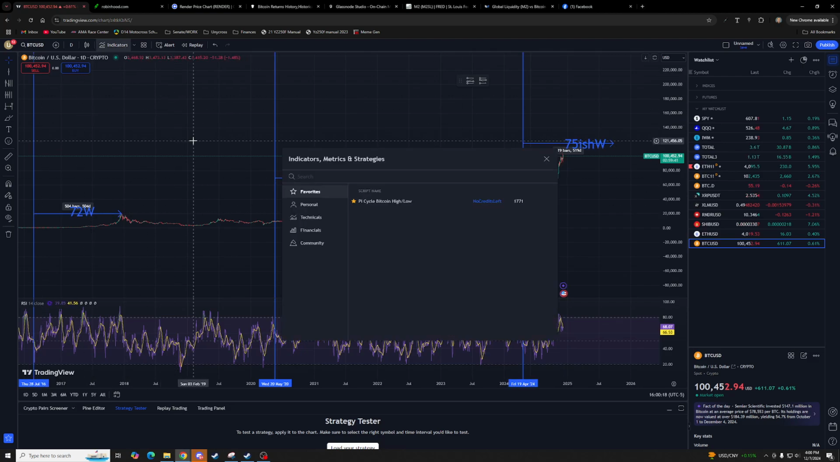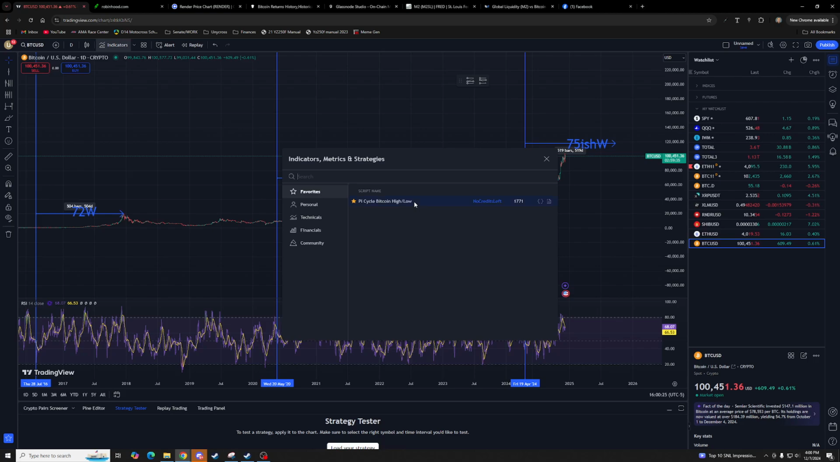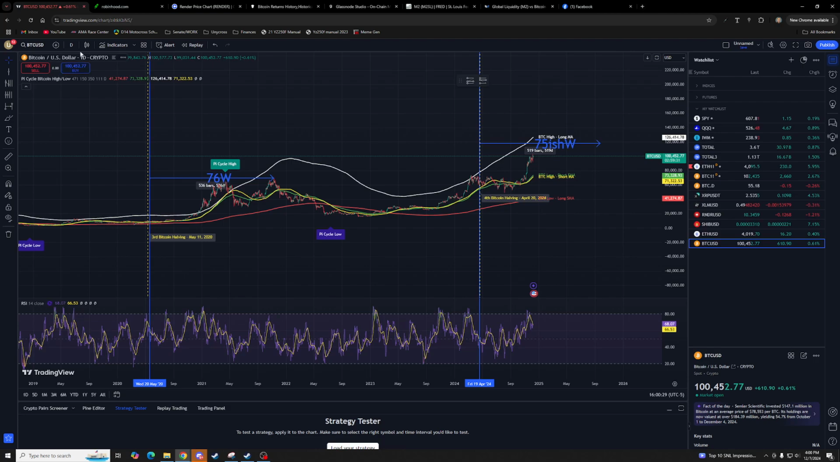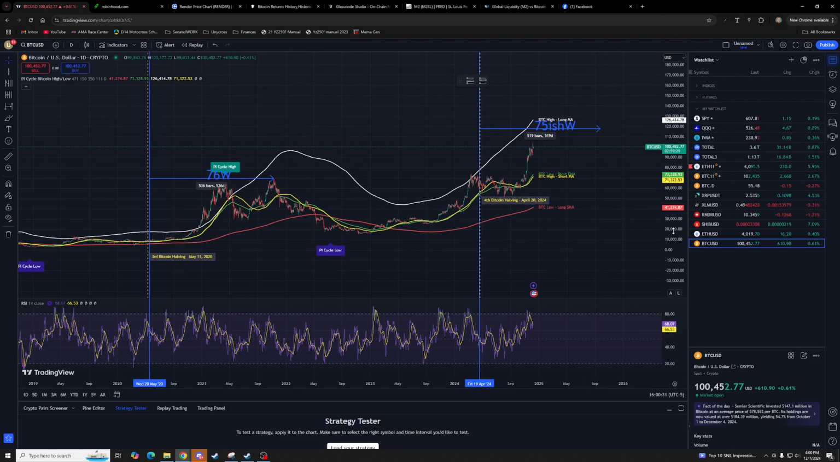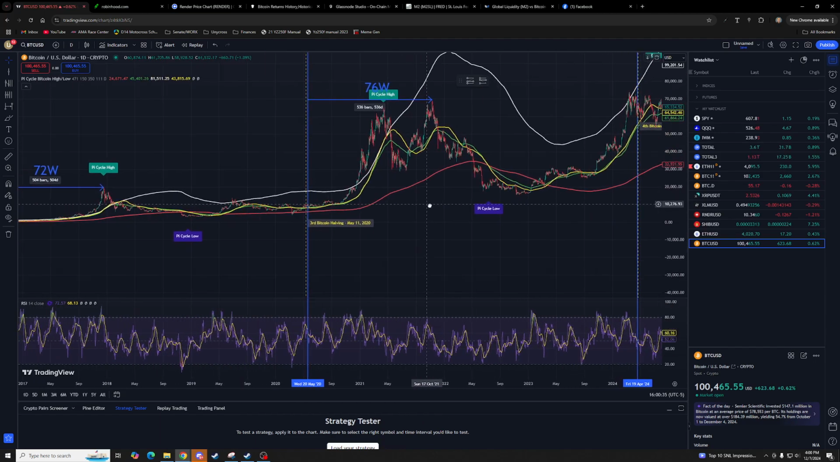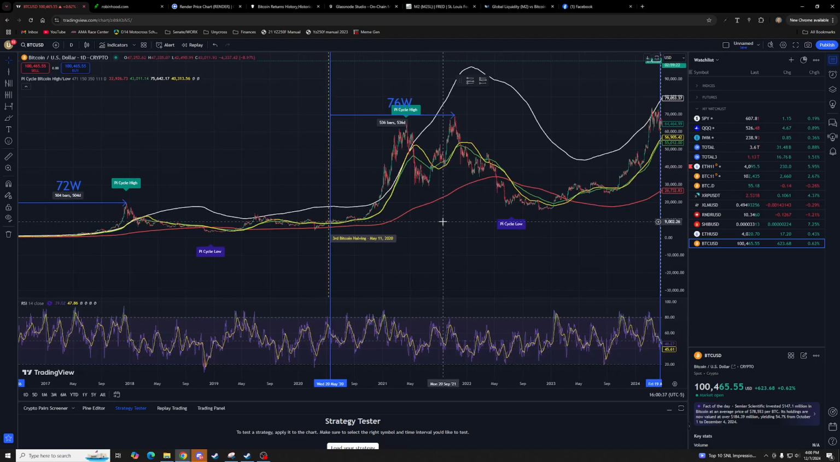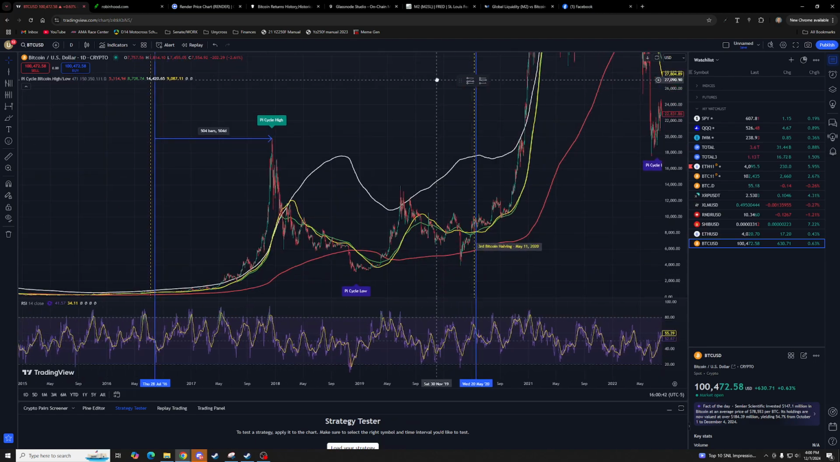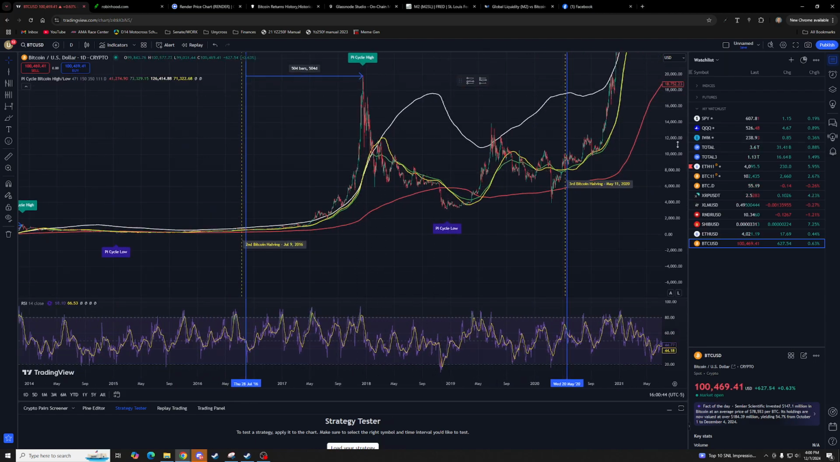Then you're going to go to your indicators and you're going to add the Pi Cycle Bitcoin High Low, No Credits Left indicator. This is all on TradingView, it's free, okay? And for this to be accurate, you need to be on the daily time frame, the daily chart. Now check this out. This is crazy, okay? Let me zoom in more. I'll go back to 2017 to start. So look at this.